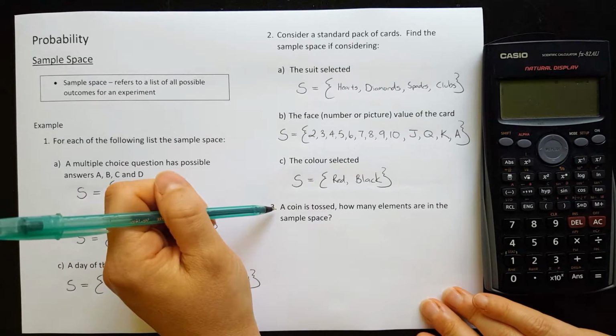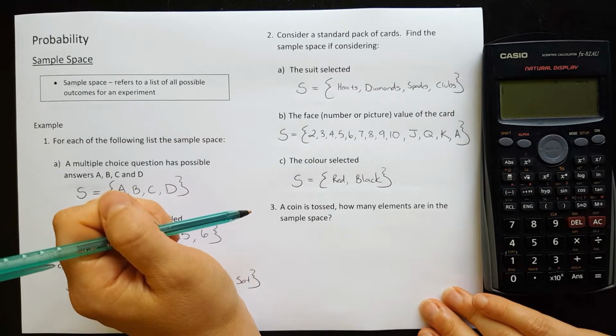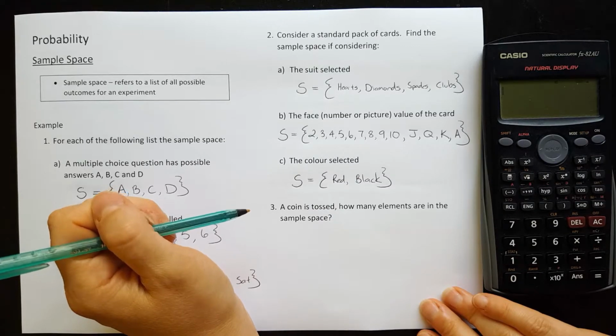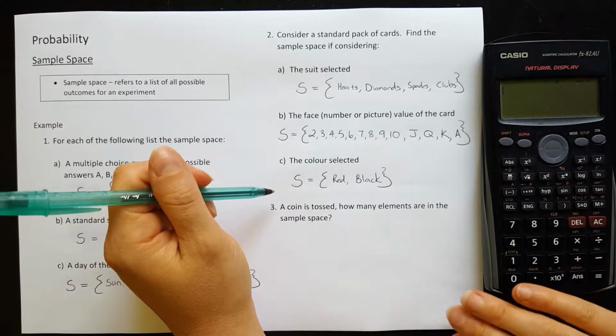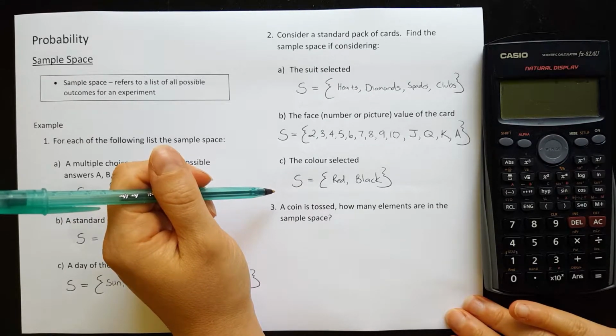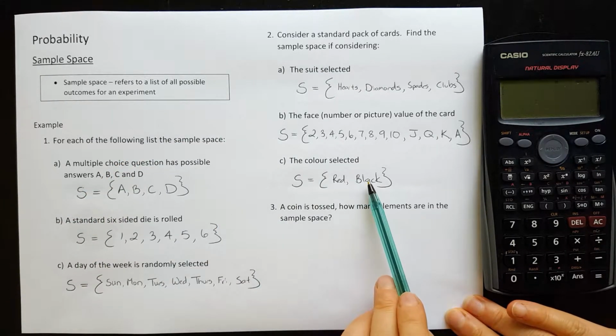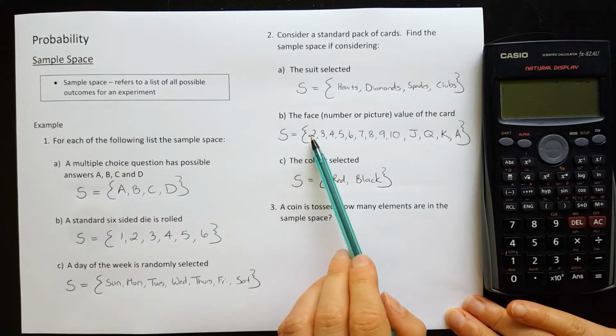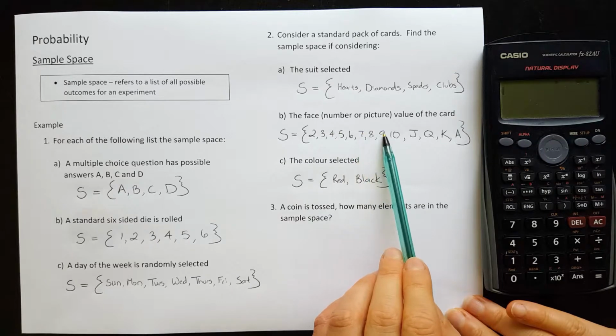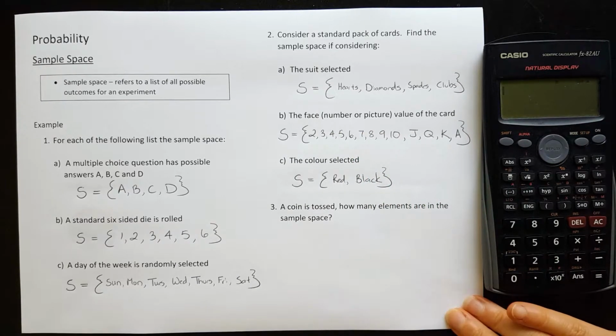Question 3. A coin is tossed. How many elements are in the sample space? Now, it's not asking me to list the sample space. It just wants to know how many elements are in the sample space. Now, each of these things in here are elements. So this one had 2 elements. This one had 1, 2, 3, 4, 5, 6, 7, 8, 9, 10, 11, 12, 13 elements.